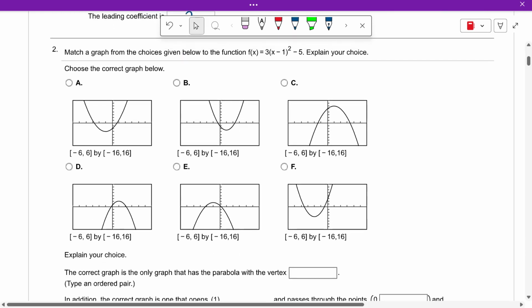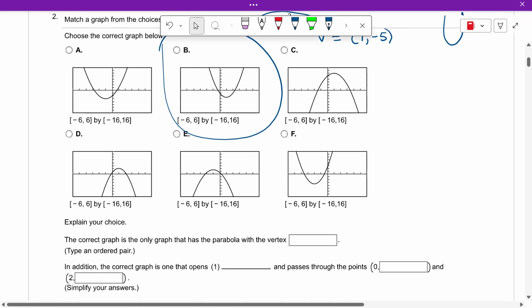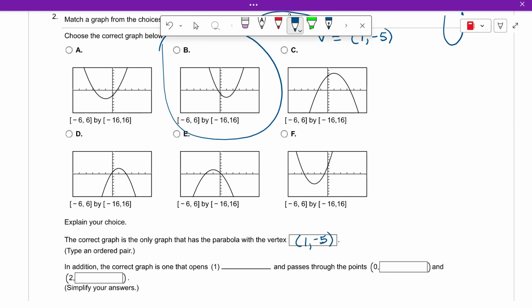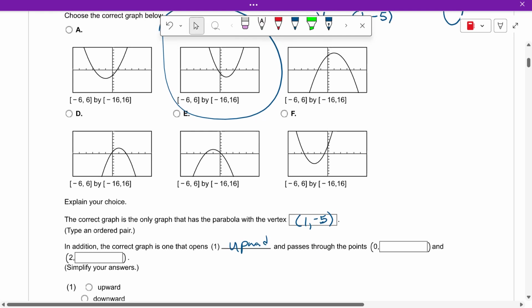Okay? Now, this one you can just graph on your graphing calculator and match up which one works. But our vertex should be the opposite of this, same as this. So 1, -5. And because it's a 3, it opens up and it's skinnier. Okay? So if we go 1, -5, opening up, I think B could be the only one that it is. The correct graph is the only graph that places a vertex at 1, -5, and it opens upward and passes the points 0 something and 2 something.